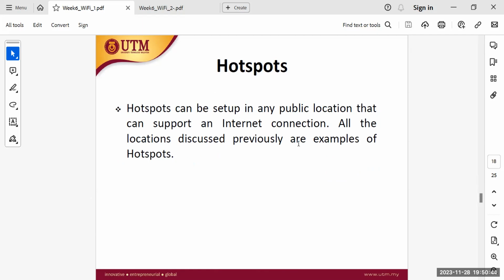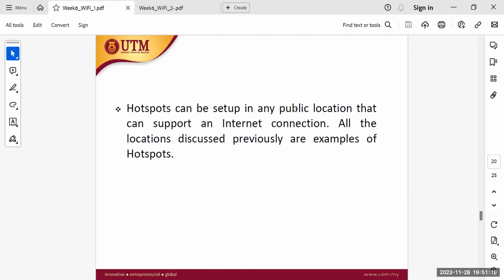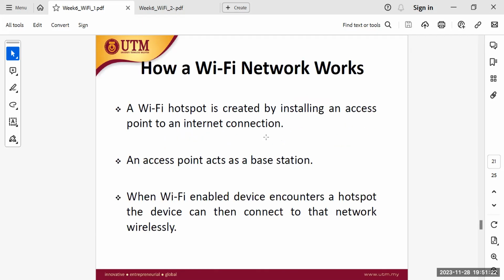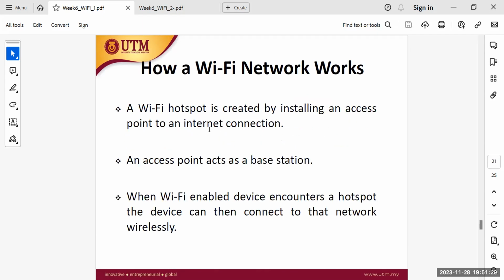All the locations that I initially talked about are examples of hotspots, that wherever you go, you first look for the Wi-Fi. For example, when you go to your university or your classrooms, your mobile phone or your laptop is connected to a nearby Wi-Fi device. And that Wi-Fi device is eventually connected to the internet via a broadband internet technology. Hotspots can be set up in any public location that can support an internet connection. Your university or marketplaces are hotspots of the Wi-Fi.